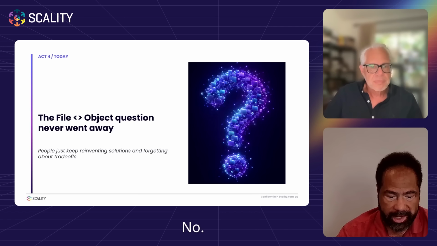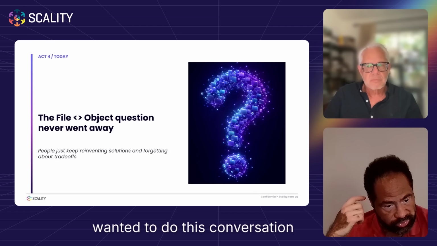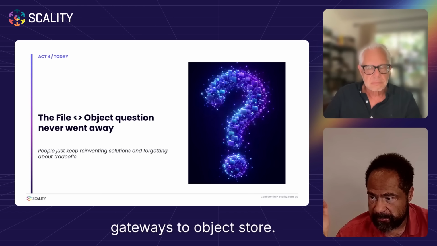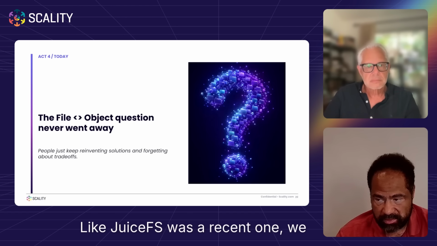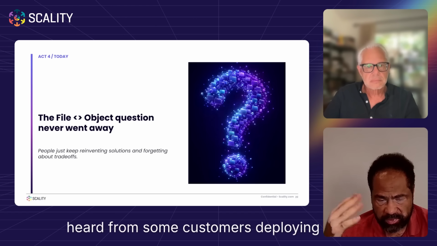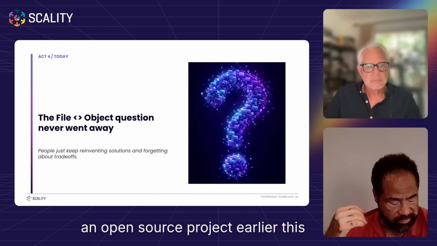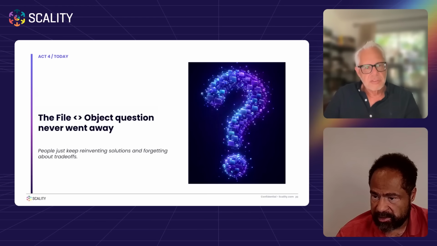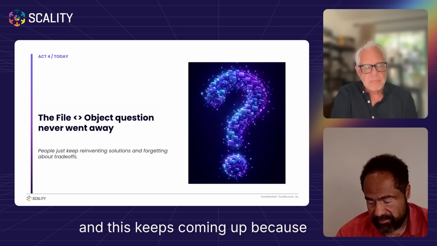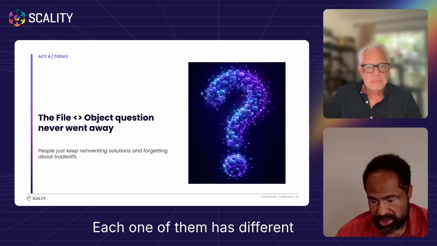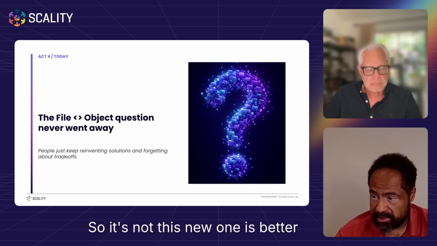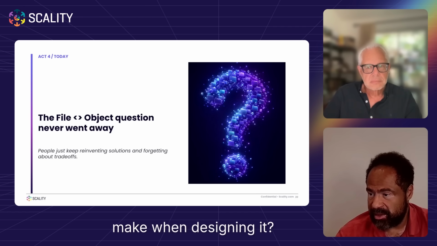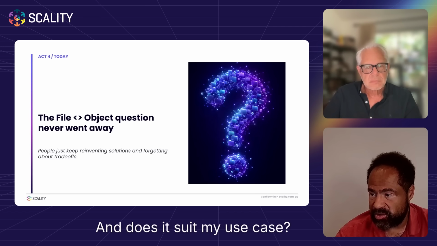Do you agree? Yes. And one of the reasons why we wanted to do this conversation today is we keep hearing about new gateways to object store, like JuiceFS was a recent one. We heard from some customers deploying an open source project earlier this year that I never heard of. And Amazon has S3 Files. That's right. This keeps coming up because each one of them has different compromises and trade-offs. So it's not that this new one is better than the others. It's more what decision did they make when designing it, and does it suit my use case?